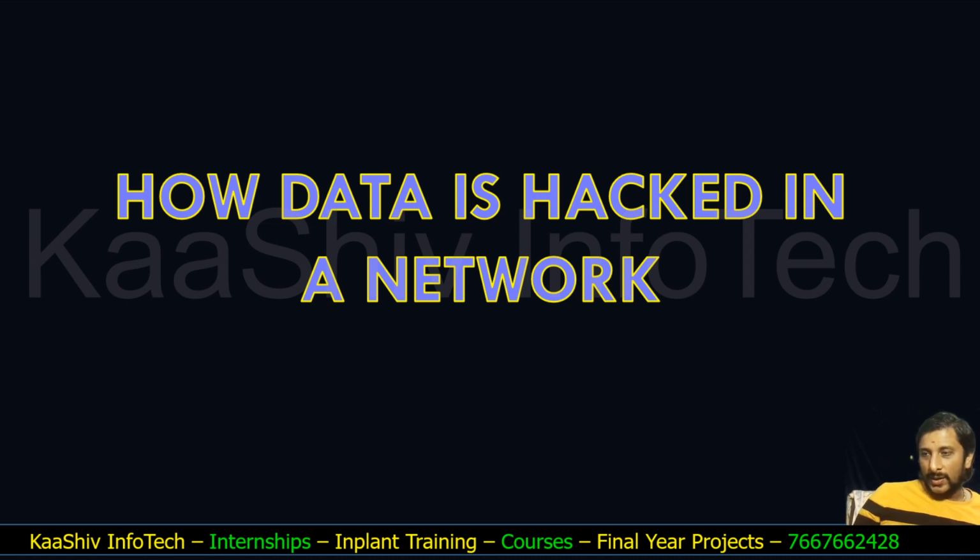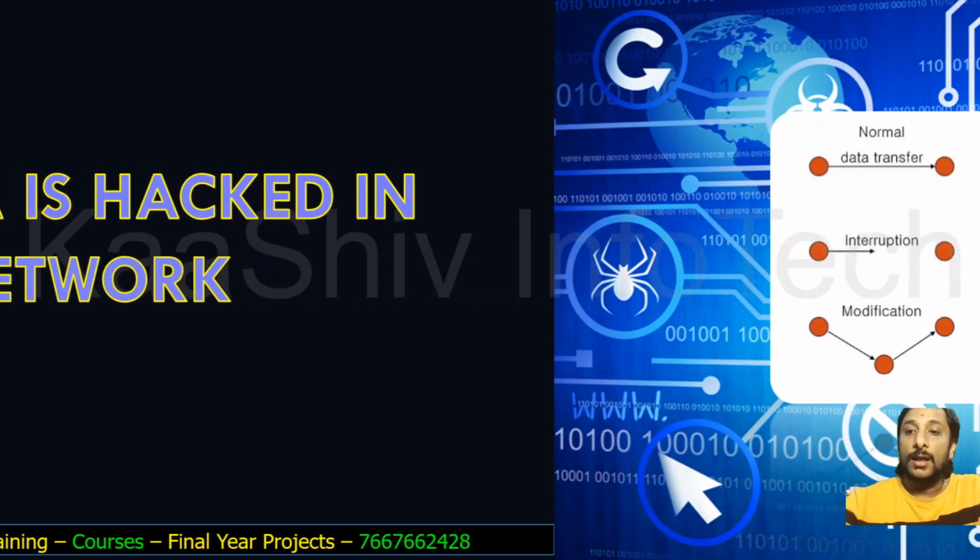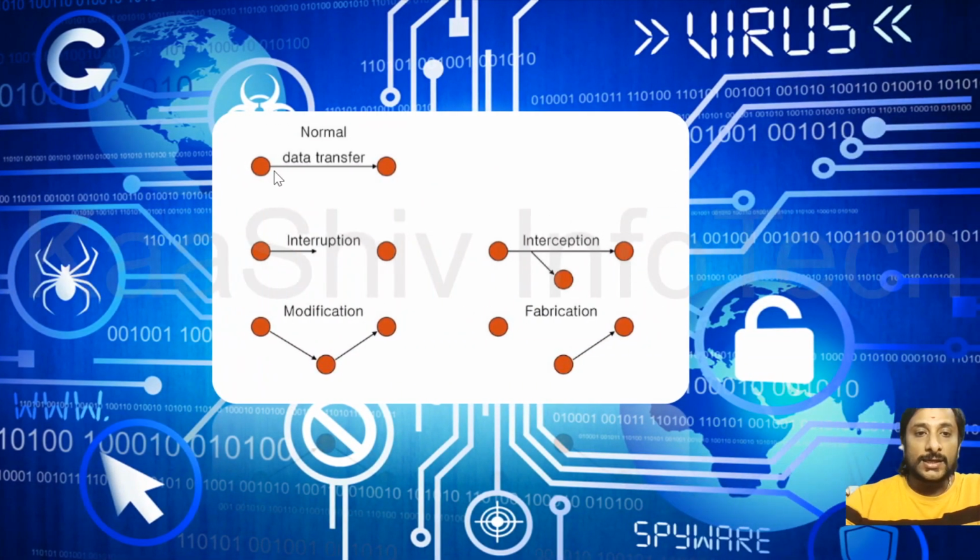Sir, in a network, how are they attacking? So let's move on to how the data flows. Over here, this is a data transfer from source to destination. The hackers will try to interrupt the data, so it is not reaching the destination. It is a failure. Or the hacker will take the data, modify everything and send it to you. Man in the middle attack.